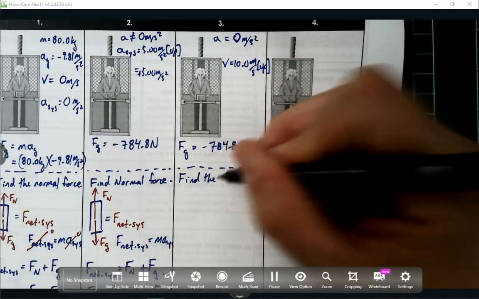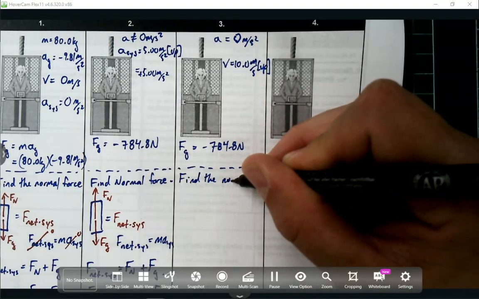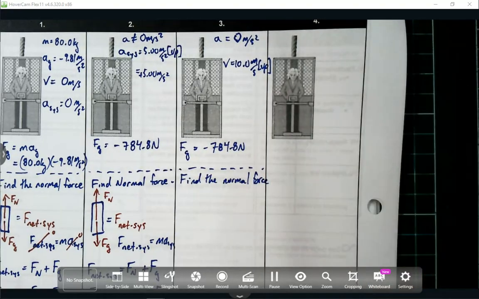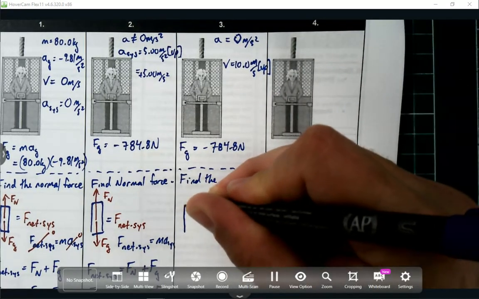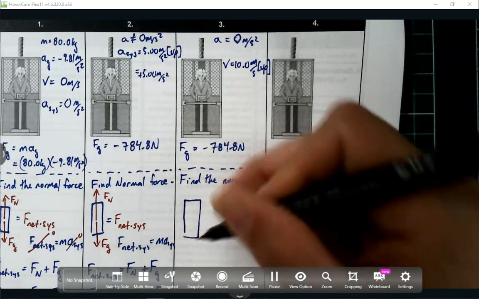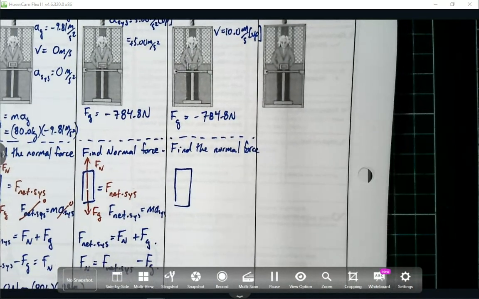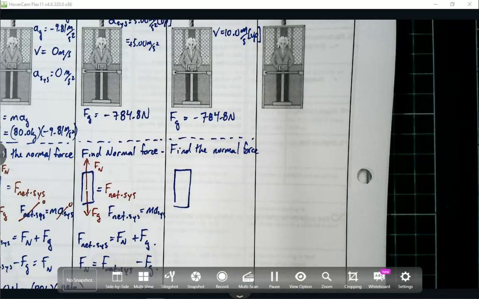Find the normal force. And again, we still do our free body diagram. Now, somebody predict for me, based on there being a constant velocity, how would the normal force and the FG compare? Jake, what do you say? Sorry, how would you compare?